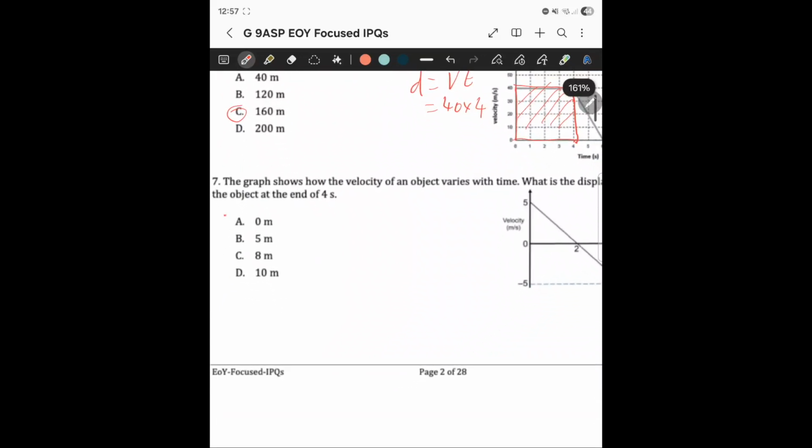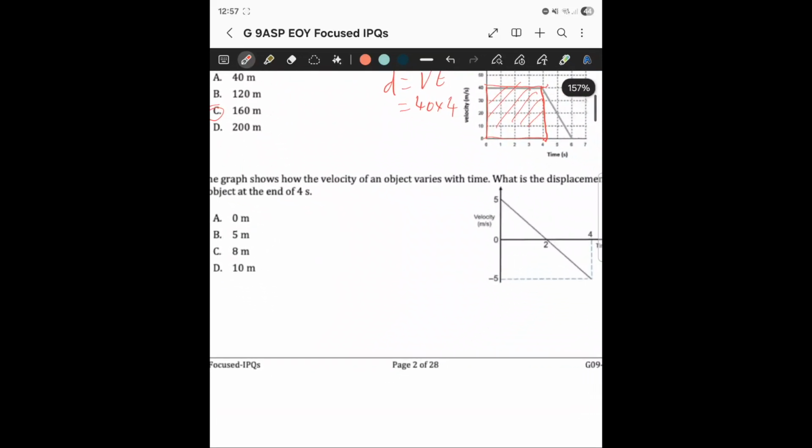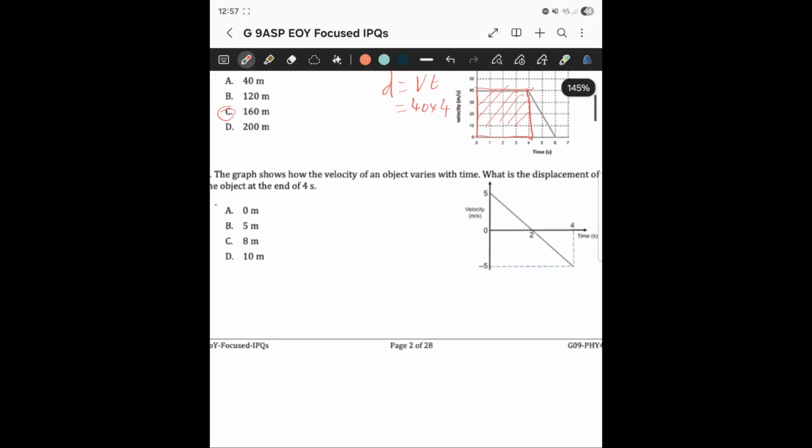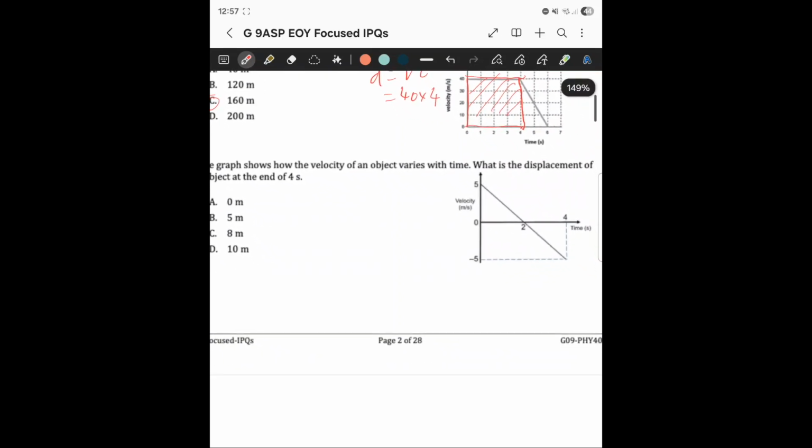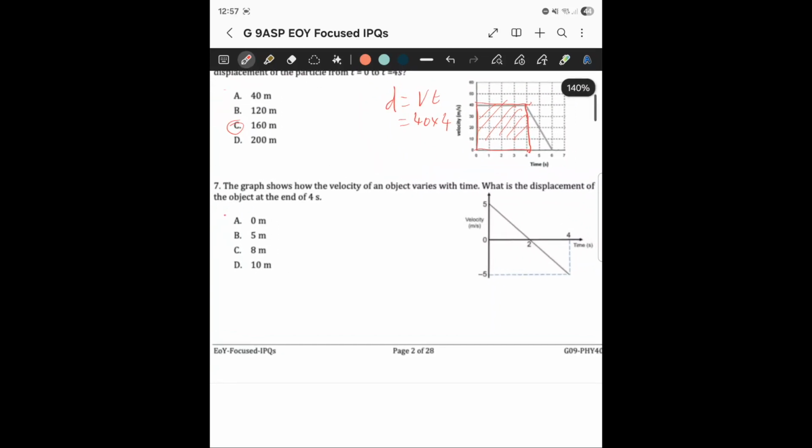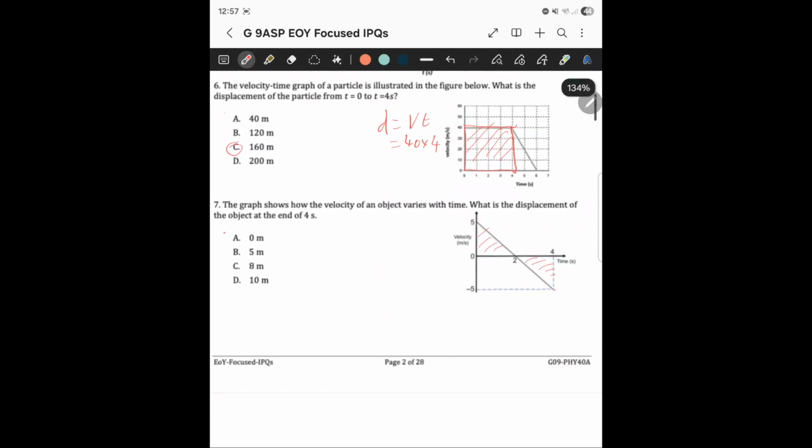Very good. The graph shows the velocity of an object varies with time. What is the displacement of the object after 4 seconds? So we need to figure out the displacement after 4 seconds. Let's go ahead and get that answer. Let's see what we've got here. We have 4 seconds is here. I have 5. So I have this shape and I have this shape. So we have two shapes right now. So let's figure it out then, shall we?